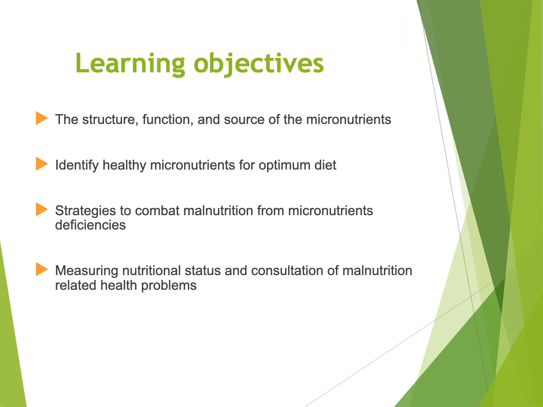The learning objectives of this lecture are: 1. Knowing the structure, function, and source of the micronutrients. 2. Identify healthy micronutrients for an optimum diet. That is, to know which micronutrients will help and benefit different areas in your body. 3. Get the strategies to combat malnutrition from micronutrient deficiencies. That is, knowing what deficiency signs are related to the lack of a specific nutrient. And 4. Measuring nutritional status and consultation of malnutrition related to health problems.